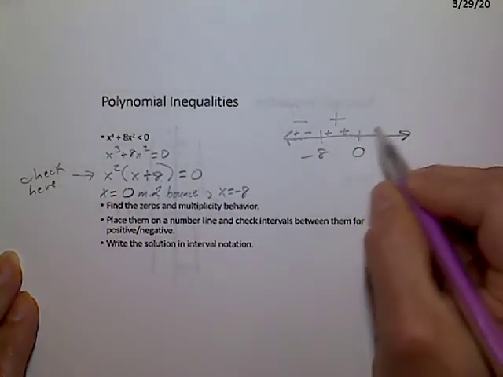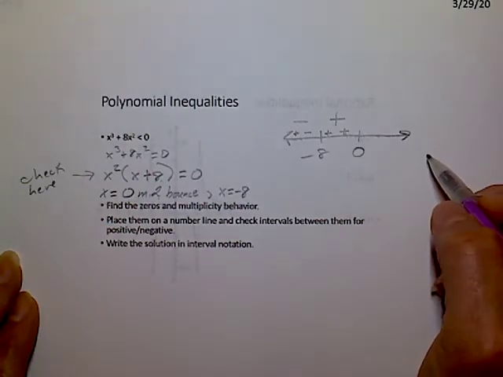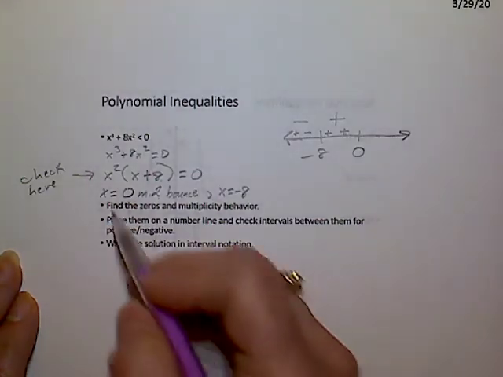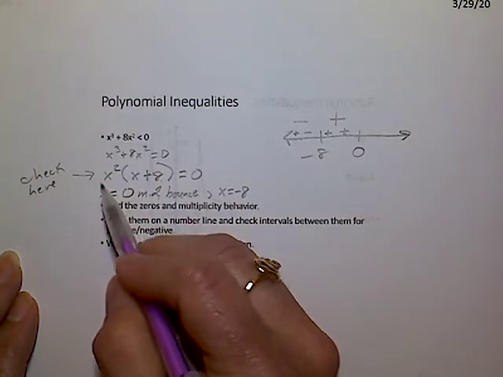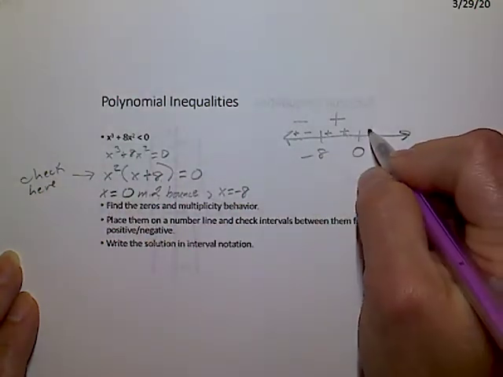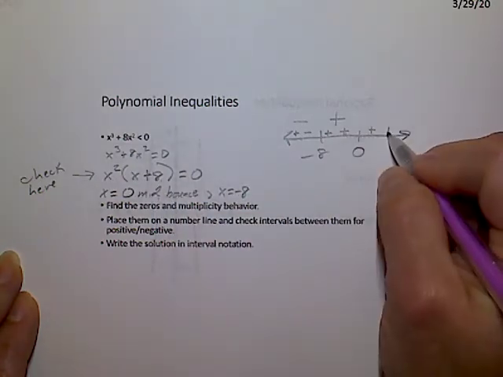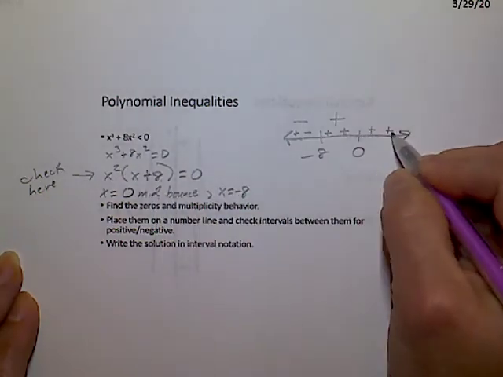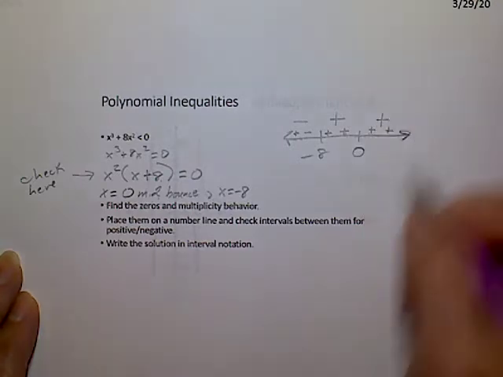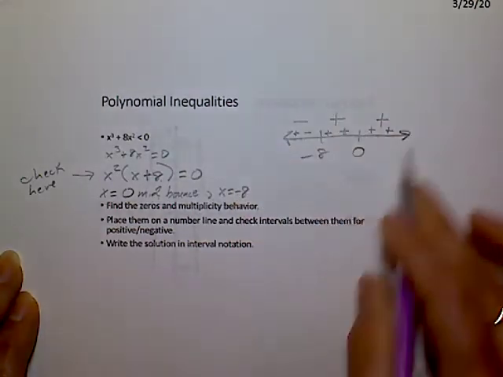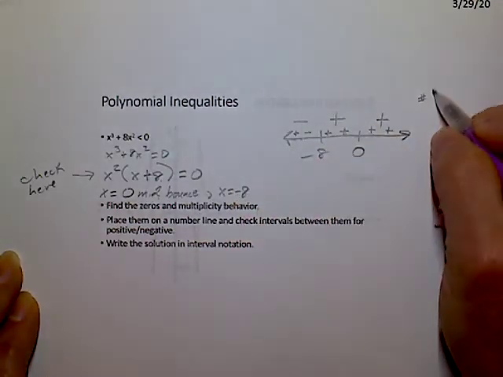I'm going to pick another number greater than 0. I'm going to pick positive 2. If I put 2 in here and I square it, I get a positive number. If I take 2 plus 8, I get a positive number. And a positive times a positive is a positive. This is called your number line chart.